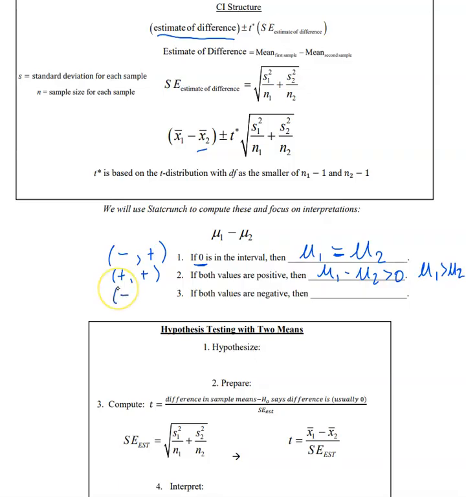And then on the other hand, if both values are negative, that would be the case where mu1 minus mu2 is negative. Or you could say mu1 is significantly less than mu2. And that's going to be our estimate for the confidence intervals and the differences in the means.